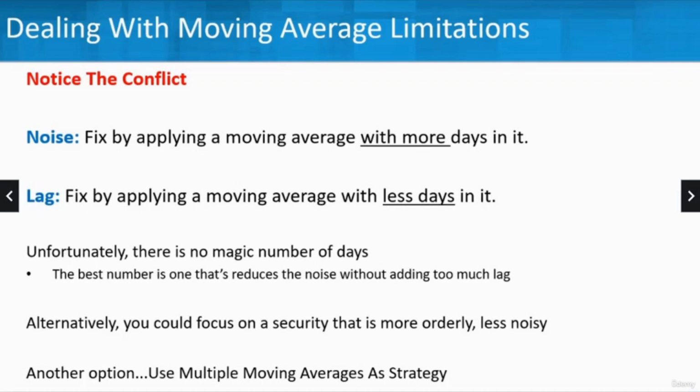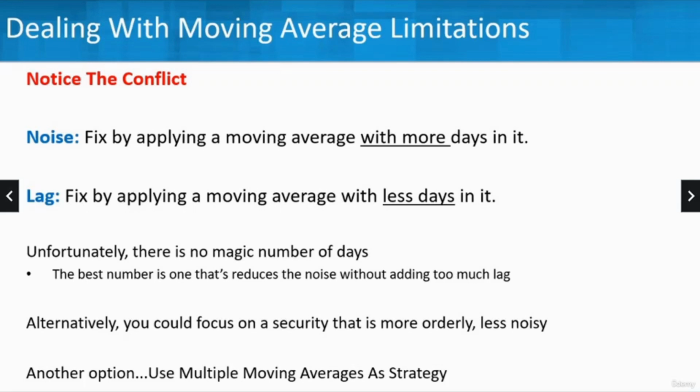You have noise and lag, right? And noise you fix by applying a moving average with more days in it. And then lag you fix by applying a moving average with fewer days in it. So you kind of have to play around with it, especially as you learn certain securities, what might work best for that particular security. But you can see there's a yin and yang here. By giving up one, you're getting more of another.